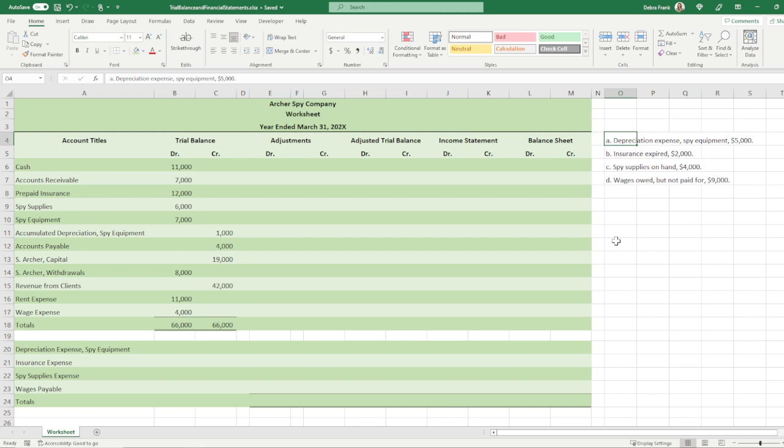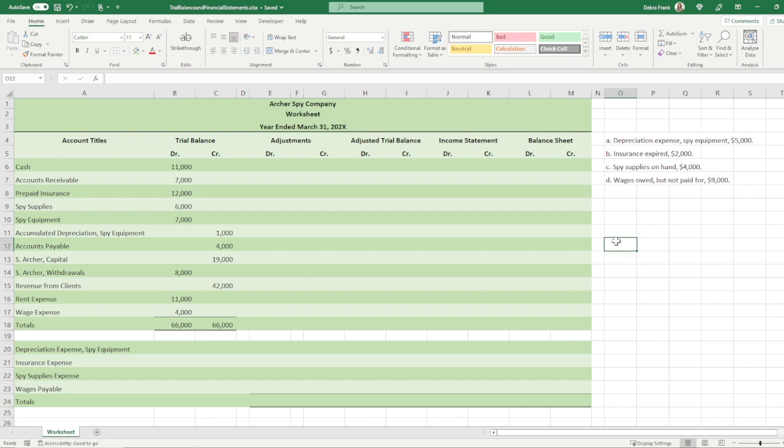And the first one, A, says depreciation expense for supply equipment, which is $5,000. So we didn't have to calculate depreciation. In some other financial accounting, you'll have to calculate the depreciation expense, but in college accounting, we'll have either a straight line that we get to calculate, or it's going to be given to us. And in this case, it's given to us. So the amount of our depreciation for that equipment is $5,000, and that's what we need to do an adjusting entry for.